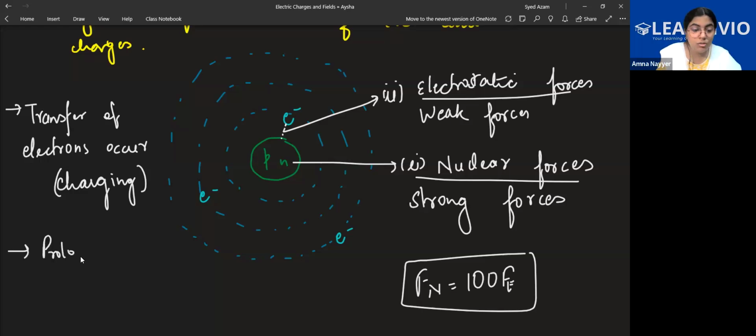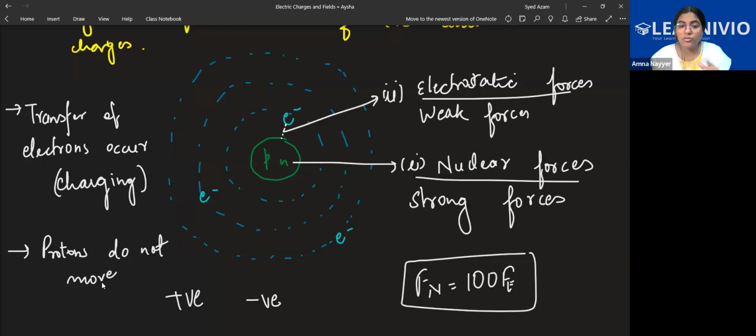Protons do not move. So protons will not be moving. Now, when a body, this is an atom, has lost its electrons because electrostatic forces were weaker and electrons could easily be removed, the body is now deficient in electrons. So we call those bodies positively charged. And the body that receives the electrons is termed a negatively charged body.